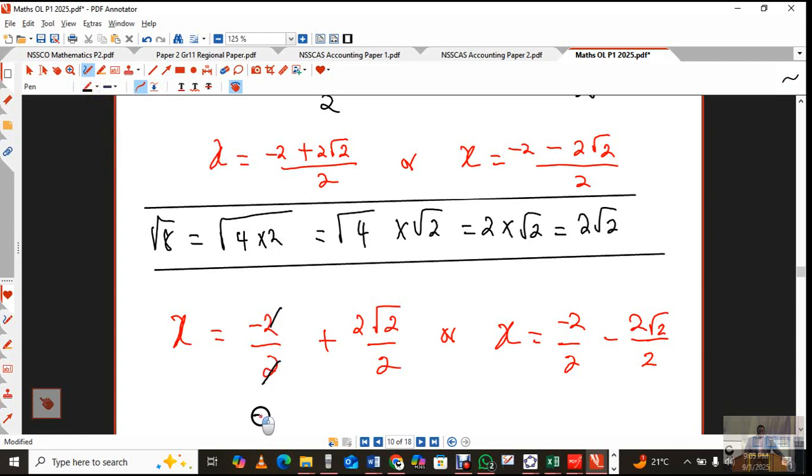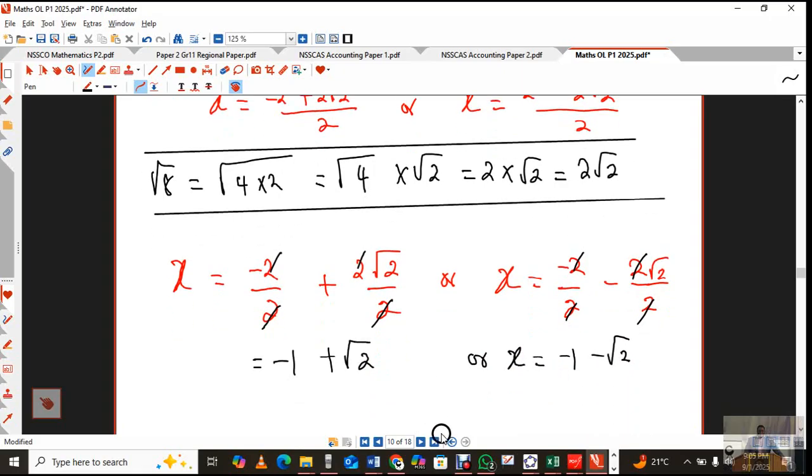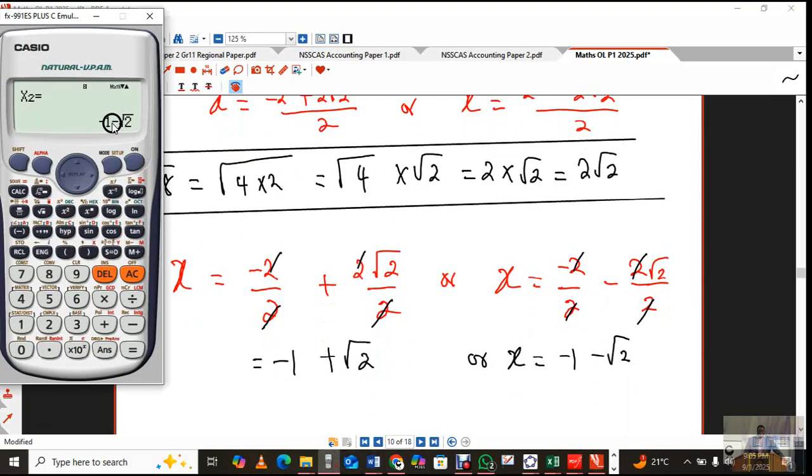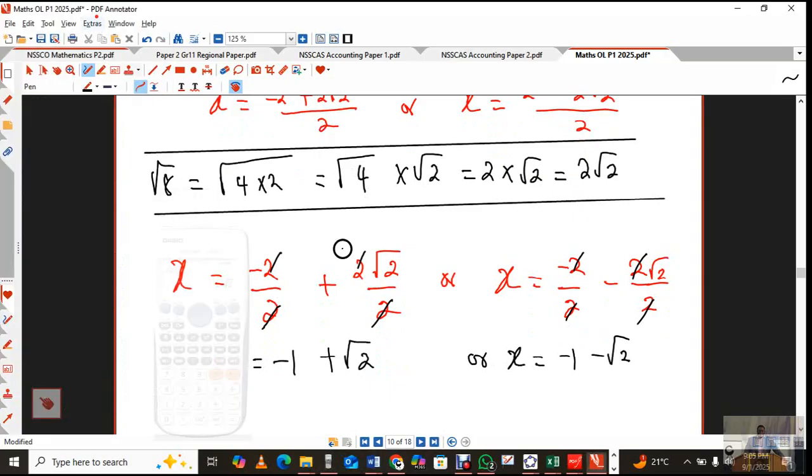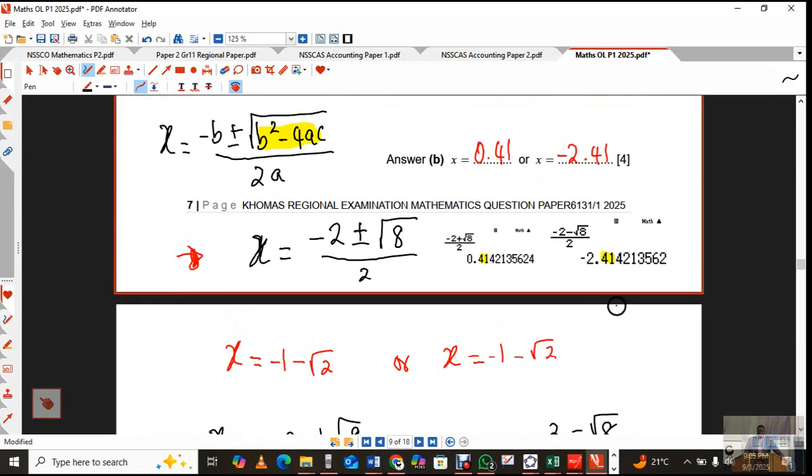This cancels, leaving you with -1. This cancels, leaving you plus root 2. Or again, x is equal to this cancels, leaving you with -1. This cancels, leaving you with this. Can you see those answers? Those answers that the calculator is giving you, that's basically where it comes from. One is positive, one is negative. Good. I thought it's just an interesting thing that I should share with you.